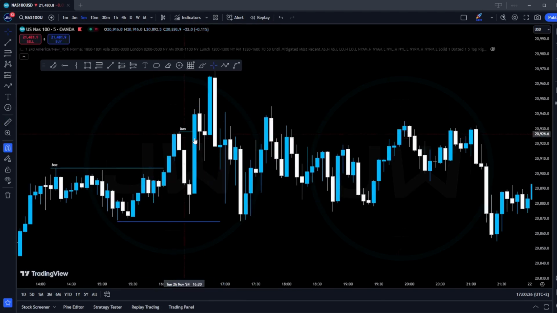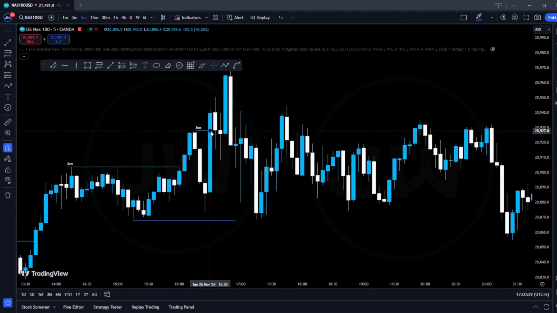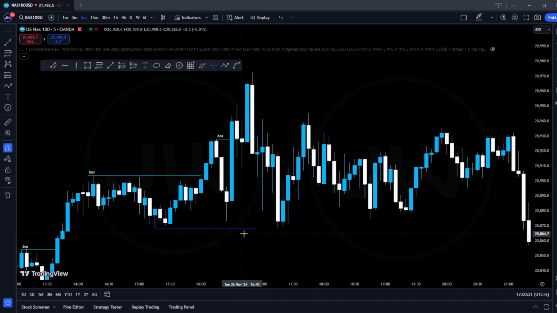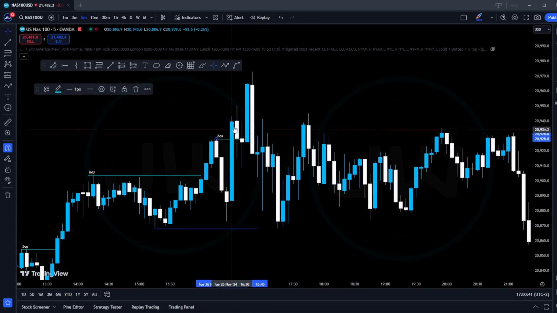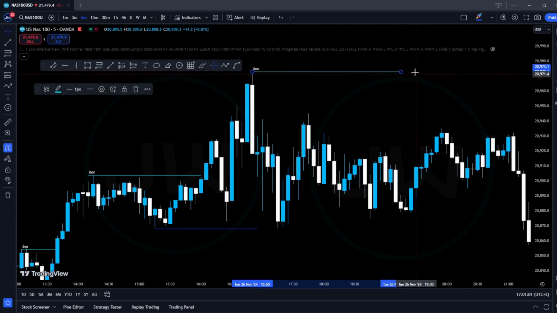I'll let you pause 5 seconds to think. Do we actually break structure here? The answer is no, we don't. You can see we are struggling to push past this high. We're going back, we're closing back inside. We're trying to go back up again, but we're closing back inside aggressively. So no, we are not displacing, just doing a whole bunch of nonsense, but we are making higher highs. So this is the high that we're looking at now.